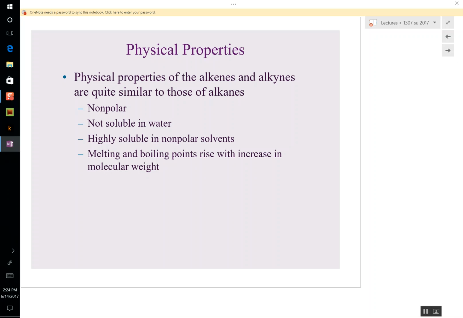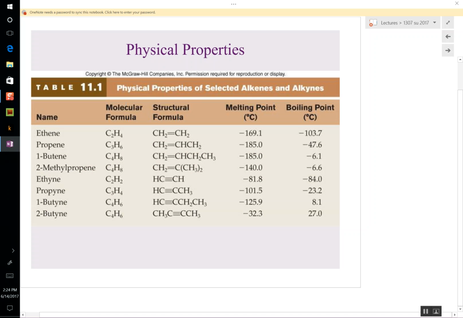I told you in chapter 10 that alkanes are nonpolar. These alkenes are nonpolar. They're not soluble in water. They are soluble in other nonpolar things like alkanes. So alkanes are soluble in alkenes, and alkynes are soluble in alkenes and alkanes, because they're all nonpolar. This just shows some of that. Here are some different molecules. Some of this I'm going to slide through pretty quickly.